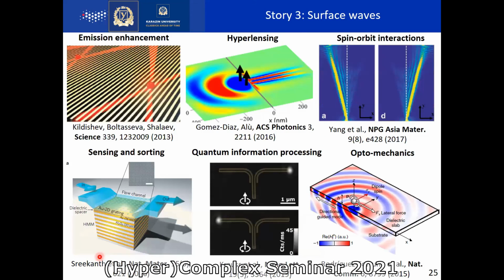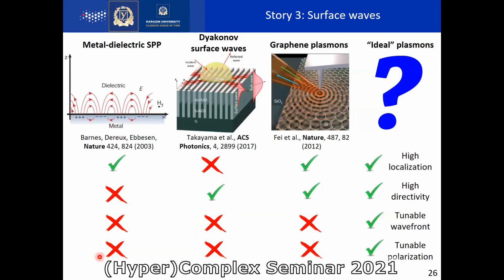Okay, so there are different applications for surface waves: sensing, sorting, quantum physics, optomechanics. Sorry, one minute more. Okay, then one minute. Maybe I will stop here because I am just at the beginning of the story. So sorry for this. I will better answer the questions. Time for the questions.